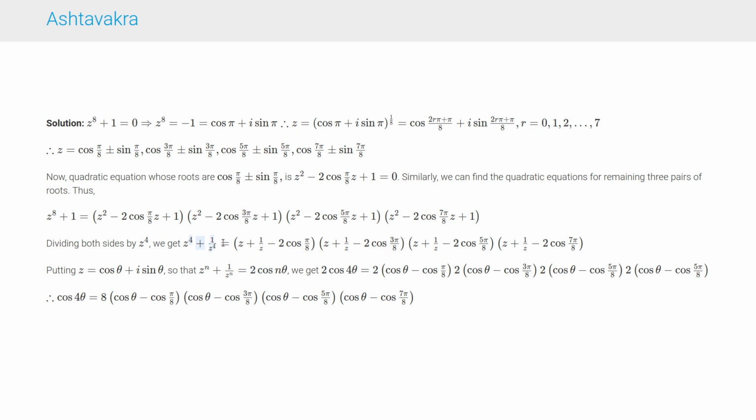So from this equation we get 2 cos 4 theta is equal to 2 into (cos theta minus cos pi by 8). 2 we have taken out as common, and 2 we have taken out from the second term as well. So it is 2 into (cos theta minus cos 3 pi by 8) into 2 into (cos theta minus cos 5 pi by 8) into 2 into (cos theta minus cos 7 pi by 8). Now this is 16: 2 twos are 4, 2 fours are 8, 2 eights are 16. So we divide by 2, we get 8, and the rest of the terms follow. And that's how we have proven the required result.